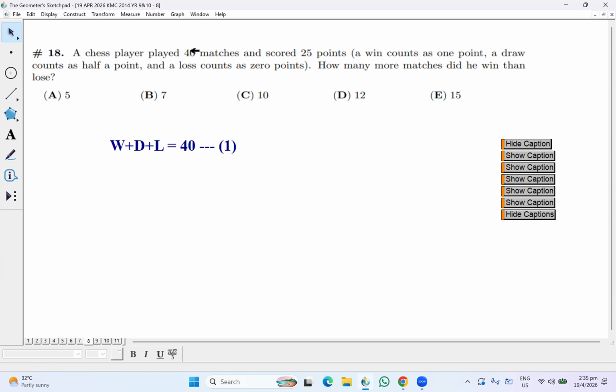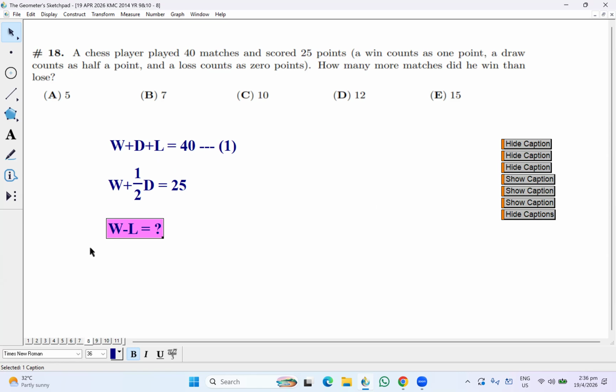So 40 matches total. Then points 25. Win is 1 point. Draw is half a point. Number of draws is D, so half the number of draws. L is 0 points. So 25 points. So again, 3 unknowns. You have to see the trick, how you can solve. Not much of a trick, easy to spot.